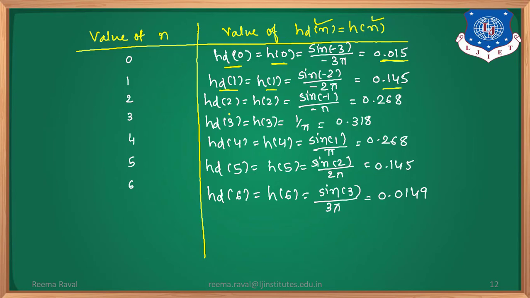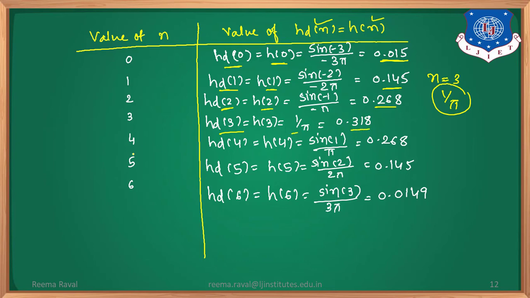Next value of n we are taking is 2. So for that, hd of 2 equals h of 2, that will become sine(minus 1) upon minus pi, the value of which will be 0.268. Next value of n is 3. For that, we already know that we have taken the case n equals 3, for which we have obtained the value 1 by pi. So that value will be 0.318.